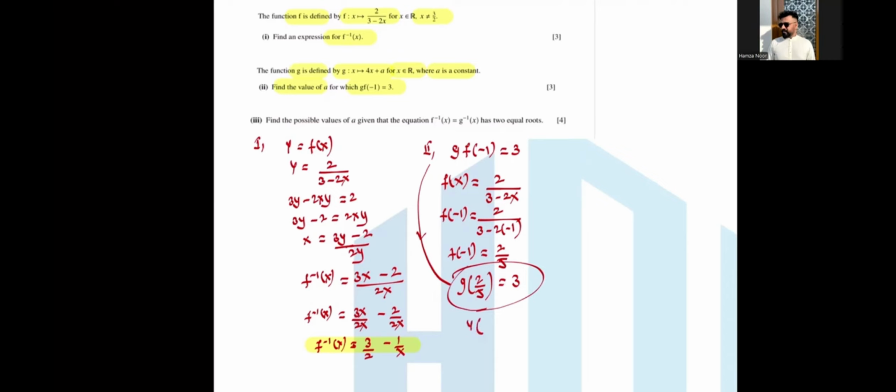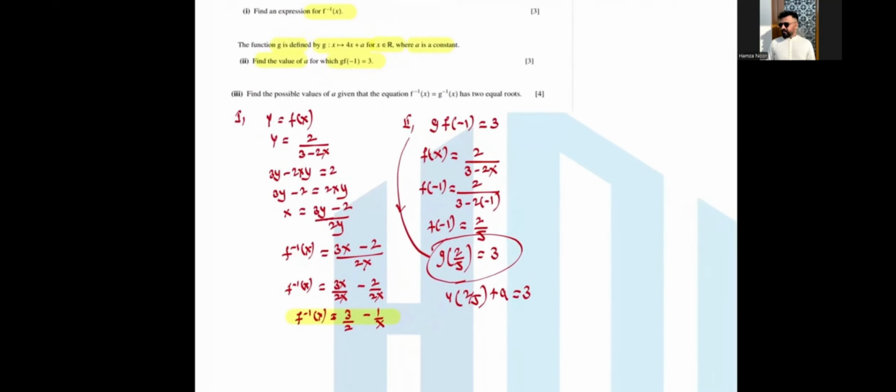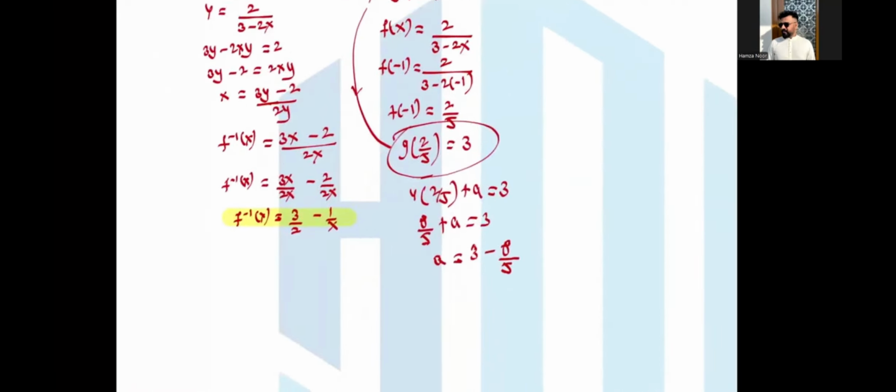So now we have this condition, g(2/5) is equal to 3. So 4 times 2 over 5 plus a is equal to 3. So 4 times 2 is 8. So 8 over 5 plus a is equal to 3. Therefore, a is equal to 3 minus 8 over 5. This is supposed to be 7 over 5. So the value of a is 7 over 5. This was the answer of part 2.